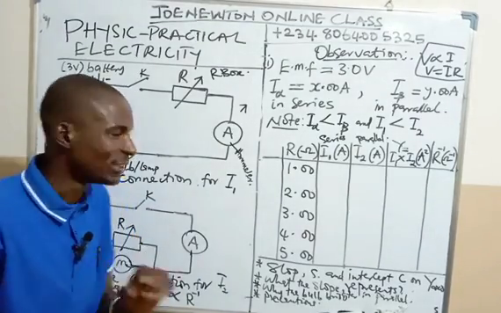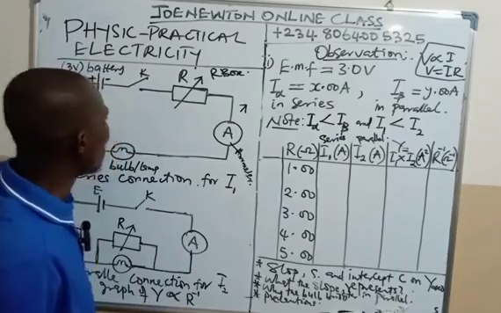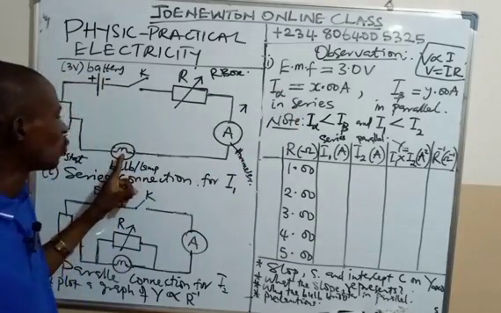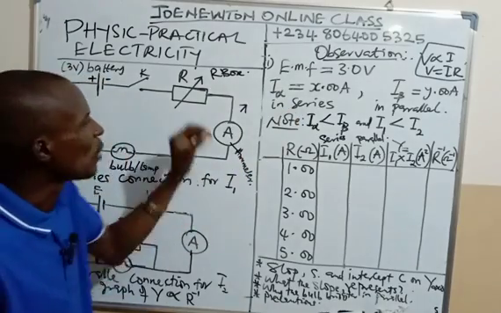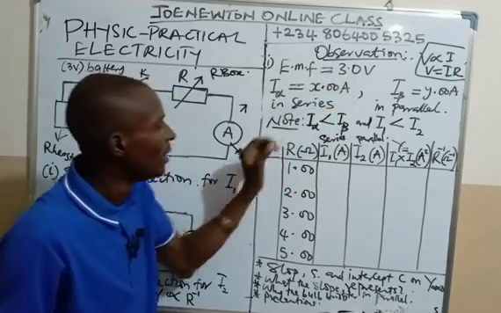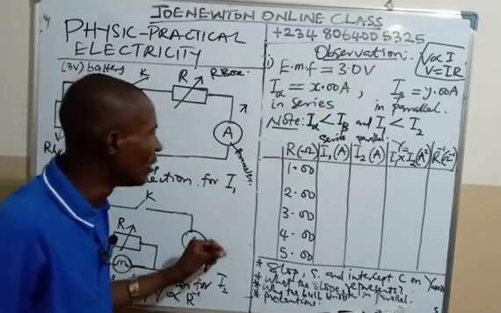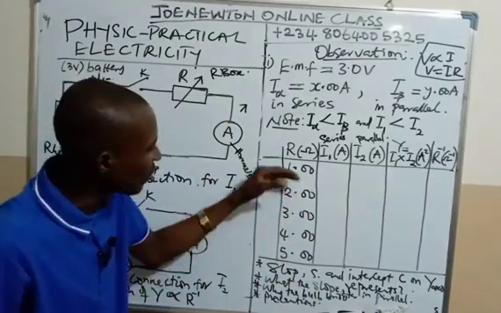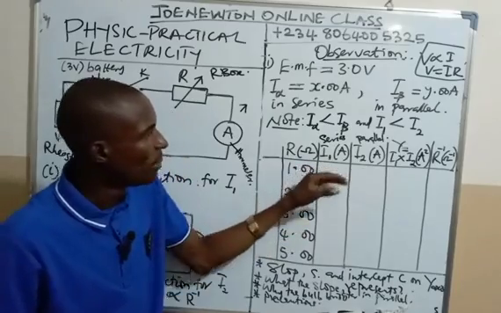The current value will be decreasing, and the brightness of the bulb will be reducing. Note this point. Initially, at the maximum, the brightness of the bulb will be at the maximum. But as you are increasing the resistance, the brightness of the bulb will be decreasing, while the ammeter reading will also be decreasing.